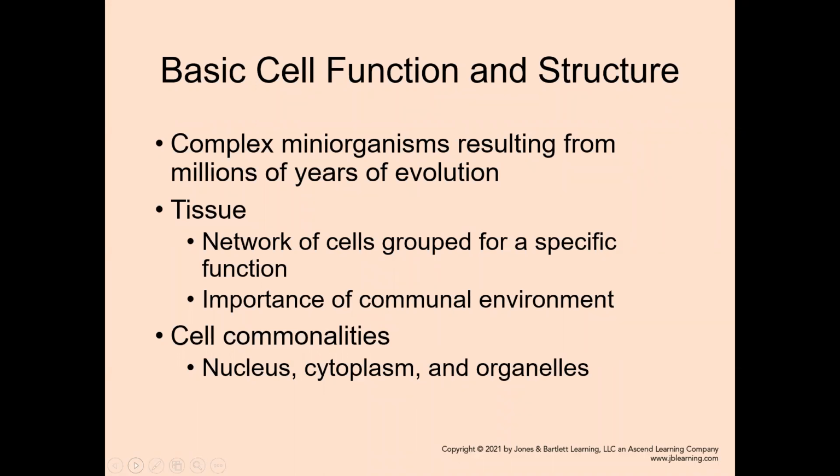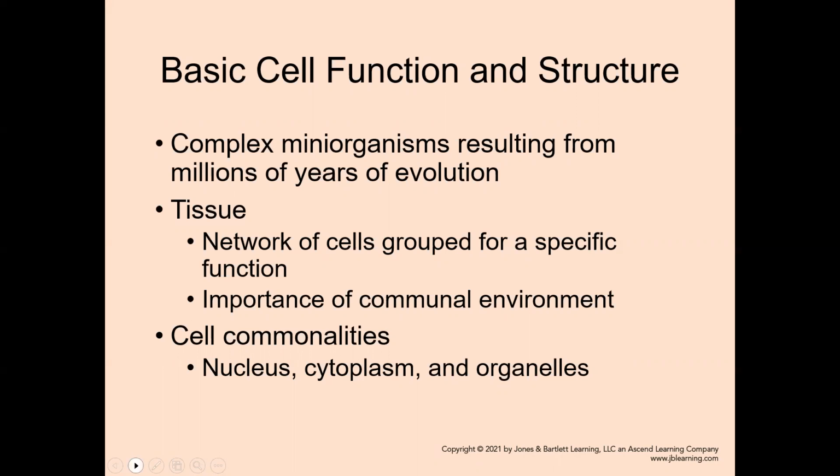Cells are basically tiny, micro mini organisms that have evolved over many, many years, and they have some important parts. When a bunch of these cells work together for a specific function, that's when we have something called tissue. Again, it's just a group of cells that are all working together.